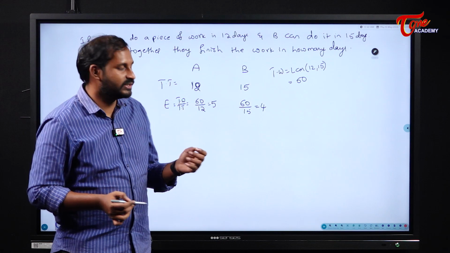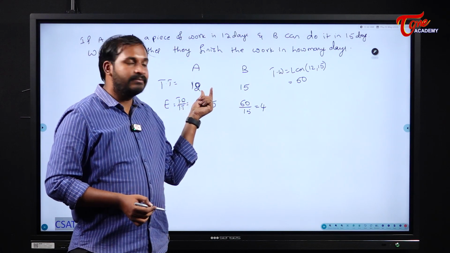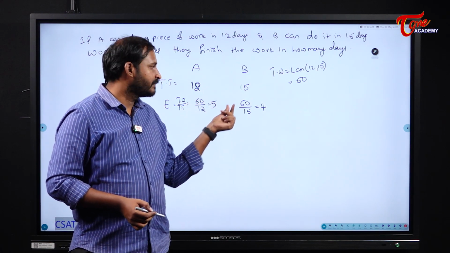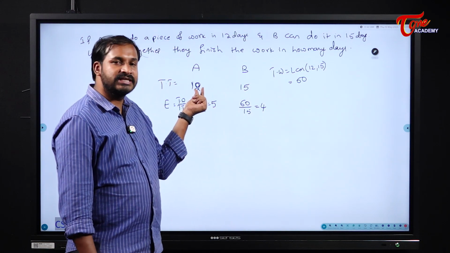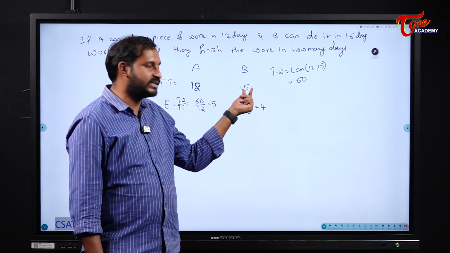Please observe here, students, one more thing. A's time taken is 12 days and his efficiency is 5. B's time taken is 15 and his efficiency is 4. A's efficiency is more, that is the reason he is taking less time. B's efficiency is less, so he is taking more time.